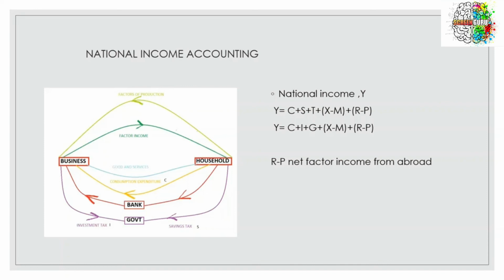Okay. So national income is not just C in an open economy. In a complex economy, it is the sum total of the consumption expenditure plus the savings that the household does in banks, plus the tax that the household pays to the government, plus X minus M, meaning exports minus imports. So the value of the goods exported minus the value of goods imported, plus R minus P, is the net factor income from abroad, where R is the remittance, which means the money that we get from outside countries, and P is the payment that we make to foreign countries.